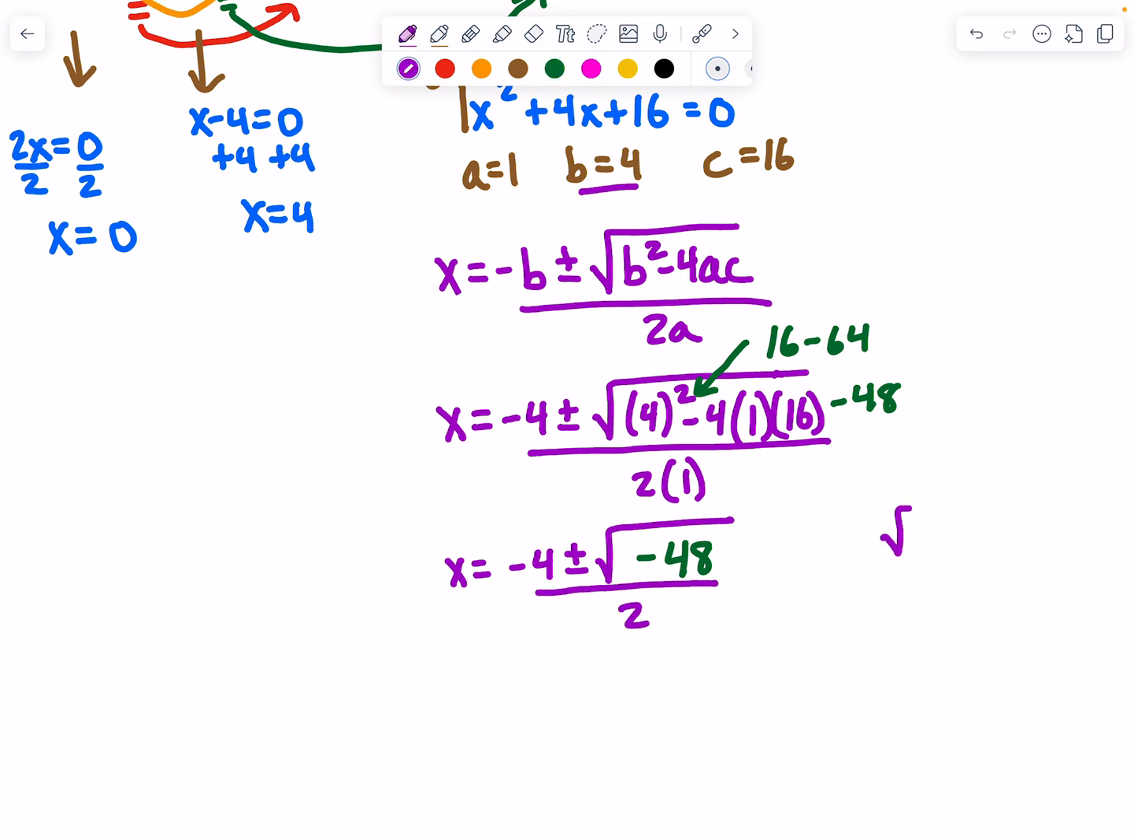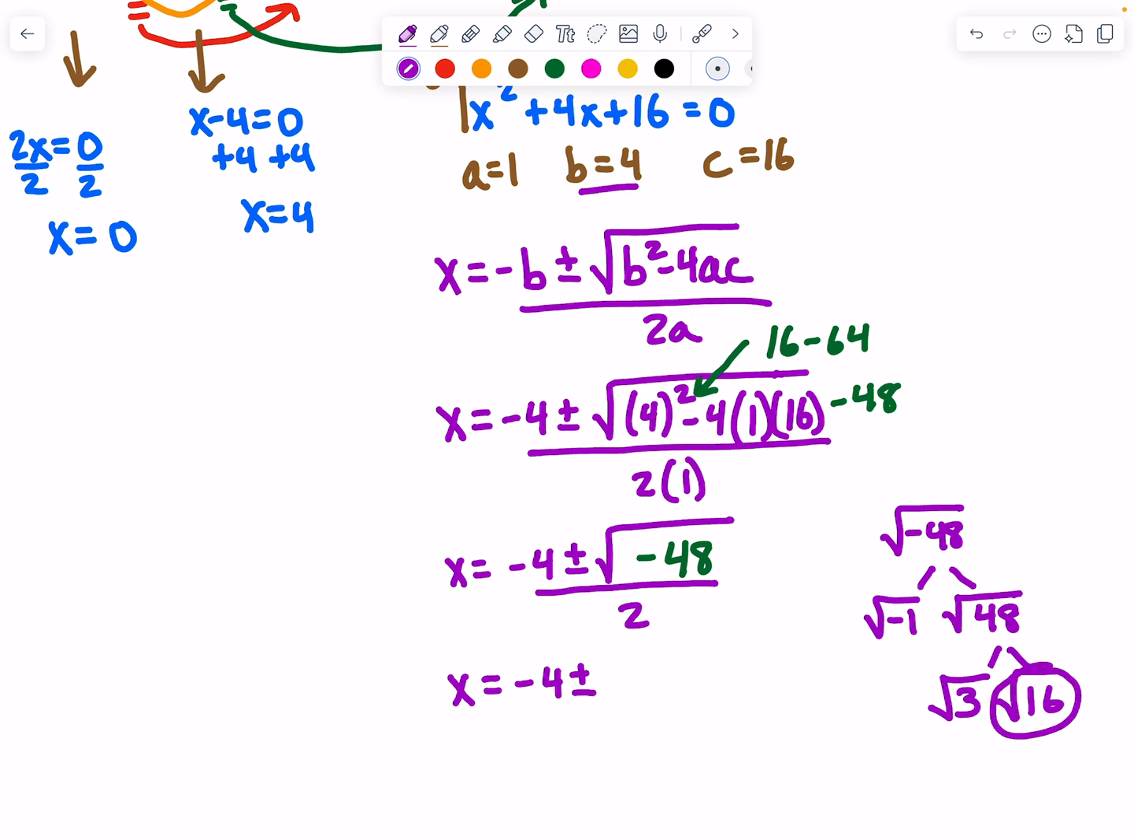Then I want to think of the square root of negative 48 for a minute by itself. And how can I rewrite that? So the negative is equal to the square root of negative 1. And then that would be times the square root of 48. Then 48 divides evenly by 3 and 16. And what's good about those numbers is 16 is a perfect square, so I can take it out. So I have negative 4 plus or minus, and then the square root of 16 and the square root of negative 1 is going to be 4i, and then the square root of 3 is still left over. And then I still have that 2 in my denominator.